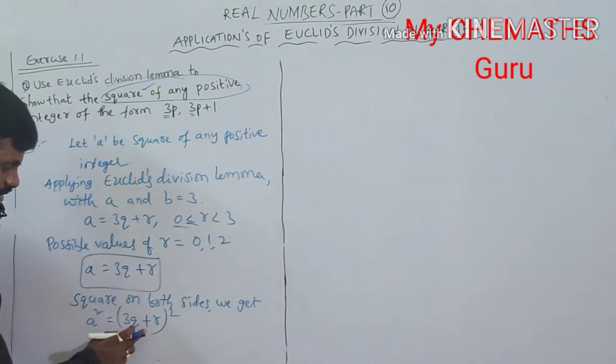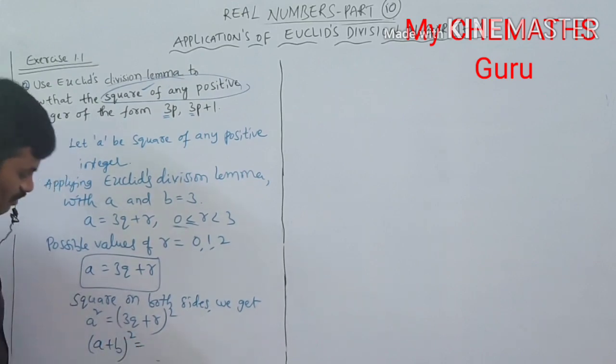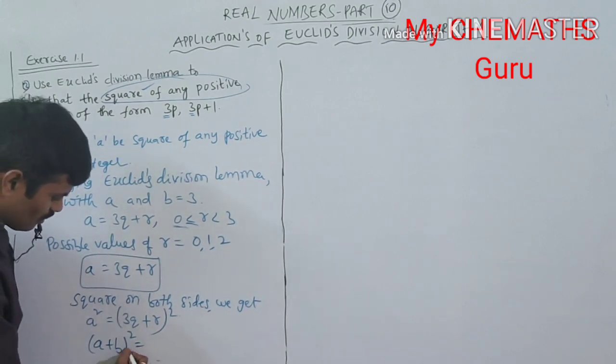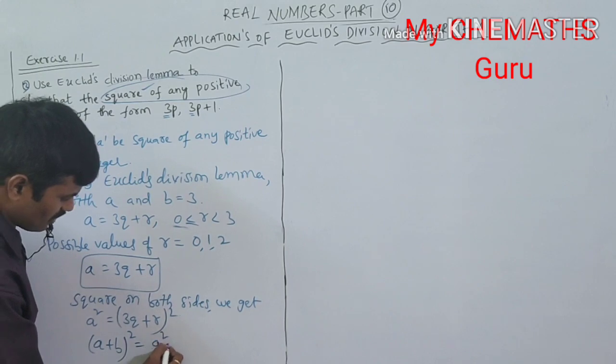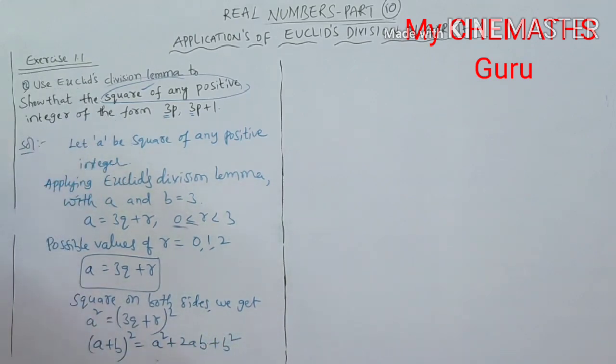Is it in the form of (a plus b) whole square? Yes. Now what is the formula of (a plus b) whole square? Do you remember? You have studied in earlier classes, 7th, 8th classes. So (a plus b) whole square is equal to a square plus 2ab plus b square. Now we have to apply this formula.